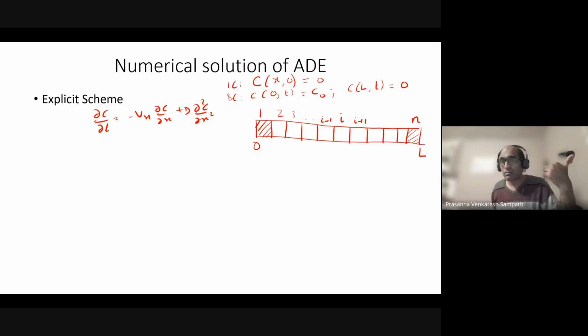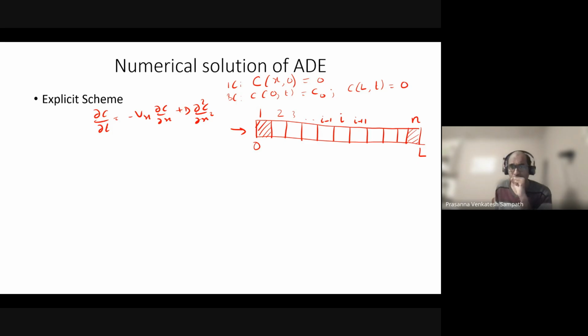At box number 1, the concentration is C naught. That's the input concentration. Remember the flow is from left to right. I didn't mention that. Let's assume that the flow is going from left to right, and therefore at x equal to 0, the input concentration is C naught. And at the downstream end, at the infinite boundary, which we are calling x equal to L, the concentration is 0 for all time t. So now this is the setup of my problem.